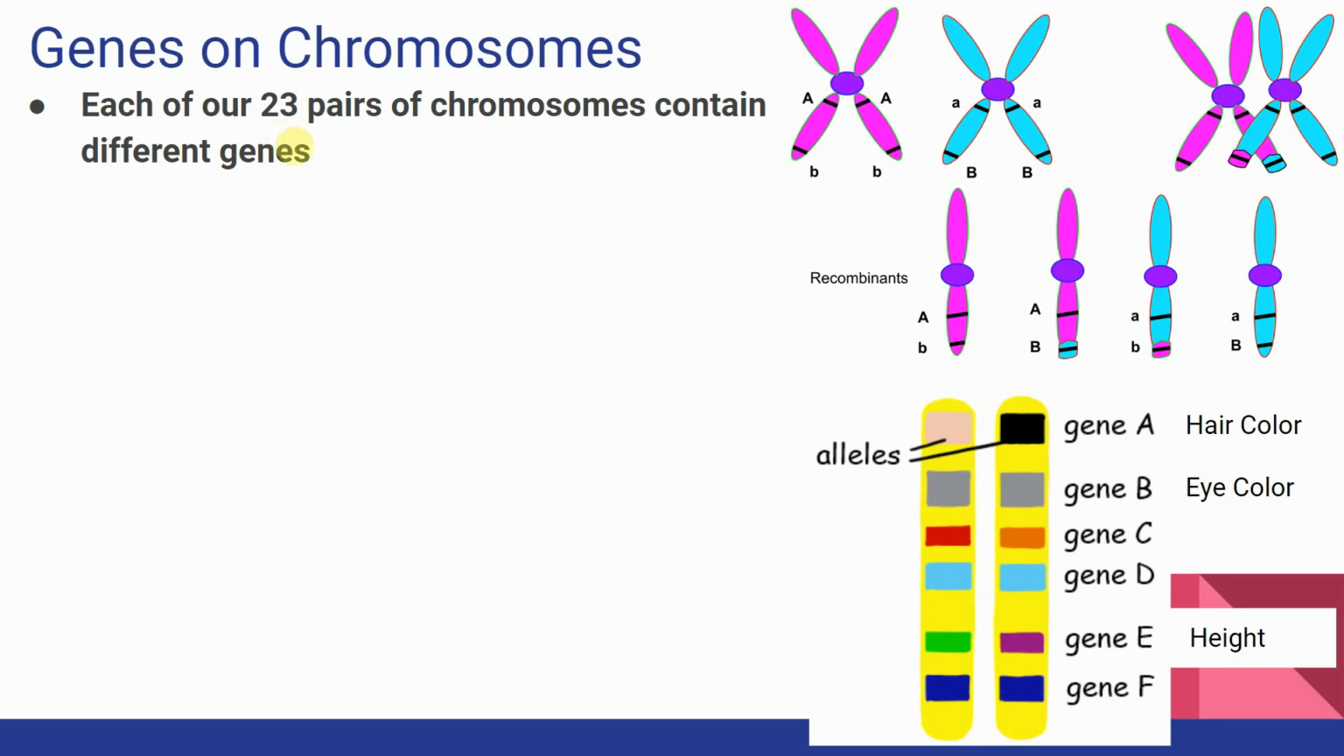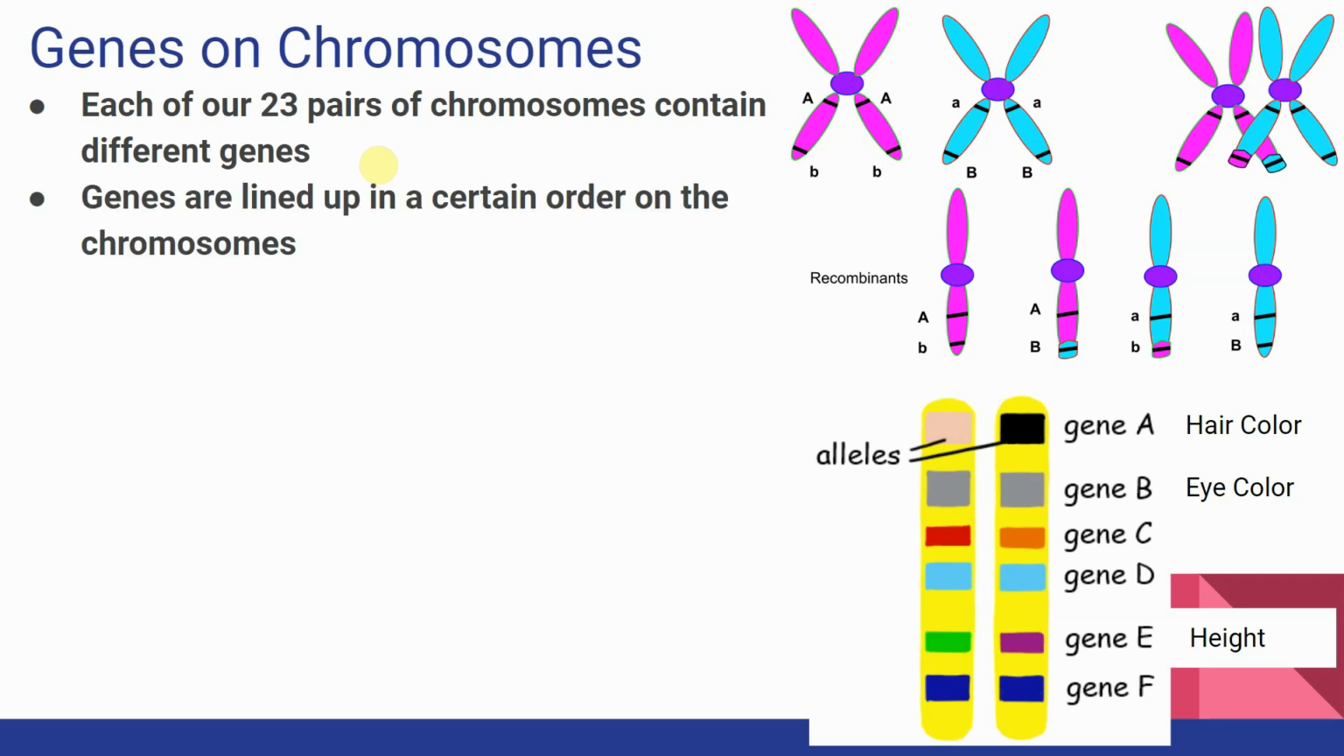If we just had repeats on all of our chromosomes, we wouldn't really have a need to have 23 pairs of chromosomes. The reason that we have 23 is that each pair of chromosomes contains different genes. It contains different genetic information. So that's the first thing to keep in mind. The information on chromosome 1 is not going to be the same information on chromosome 2 or chromosome 3.